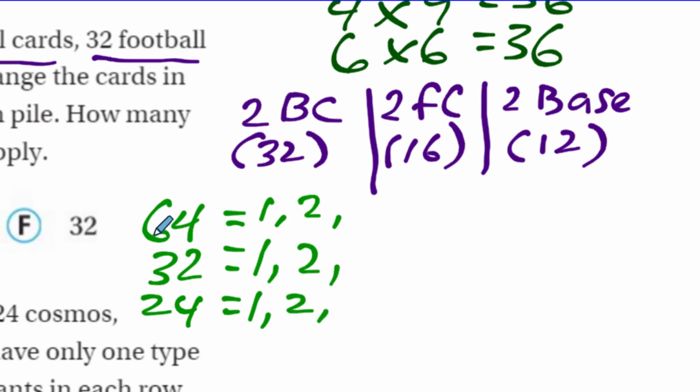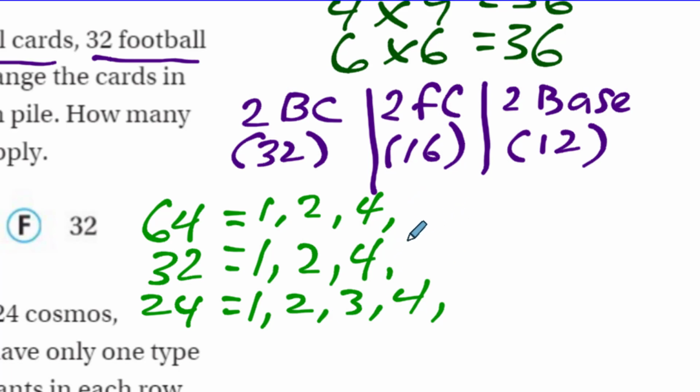3 won't go into 64. 6 plus 4 is 10. It's not divisible by 3. 32 is not. However, 24 is. And we need to find ones that they all have in common. So we'll just keep going. 4 definitely goes into 64. I know that because 16 times 4 is 64. 4 goes into 32 because 8 times 4 is 32. And 24, yeah, 6 times 4 is 24.